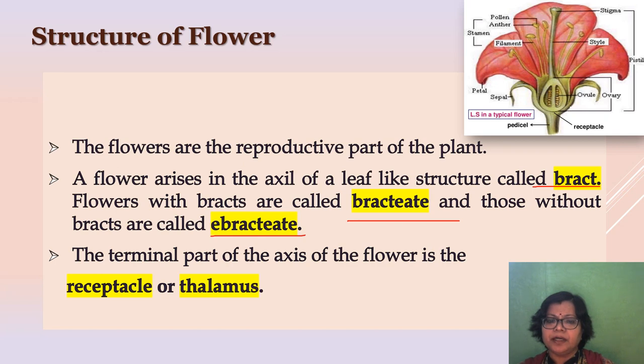The terminal part of the axis of the flower is the receptacle or the thalamus. So actually in the flower, what we find is the long stalk-like structure which is called pedicel, and then the cup-like structure, receptacle or the thalamus, on which the floral appendages develop. So mainly three parts: pedicel, then receptacle, and then the floral appendages, right?